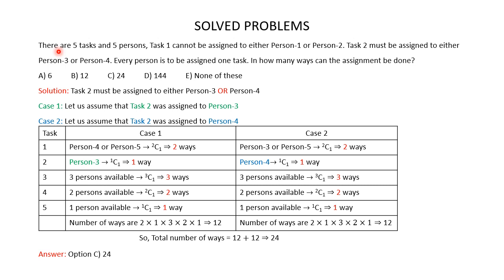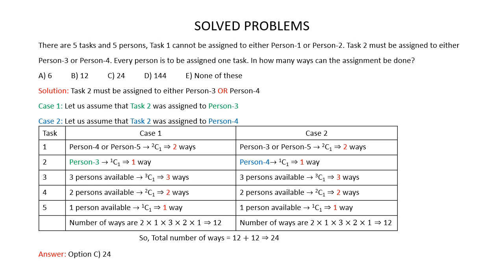There are 5 tasks and 5 persons. Task 1 cannot be assigned to either person 1 or person 2. Task 2 must be assigned to either person 3 or person 4. Every person is to be assigned one task. In how many ways can the assignment be done? Here you are given 5 options and you have to find out which of these options is the correct one.